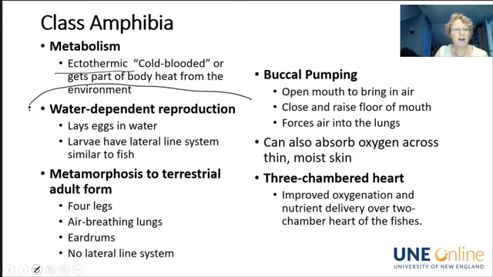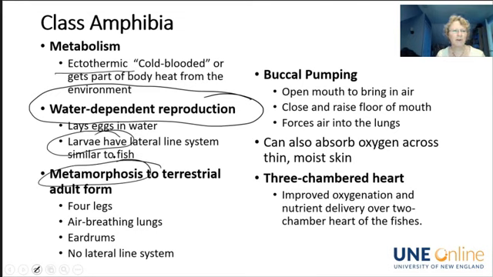They're just getting part of their metabolic heat from their environment. Important thing to notice, their reproduction is still water dependent. They lay eggs in the water. A lot of amphibians have a tadpole-like larvae with a lateral line system. They have gills. They have fins. They're very similar to fish. And then that tadpole larvae goes through metamorphosis to a terrestrial adult form with 4 legs, air-breathing lungs, eardrums instead of a lateral line system.